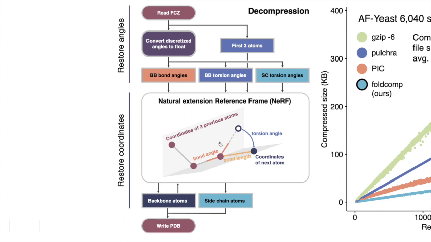In the decompression part, the encoded angles are restored to the original values. To reconstruct the coordinates, we use the natural extension reference frame algorithm, which is called NeRF. NeRF is a method to calculate the upcoming atom's coordinates using the coordinates of 3 previous atoms. To calculate the vector to the fourth atom, it requires the bond angle, bond lengths, and the torsion angles between the bonds. Reconstructed atom coordinates are saved in the decompressed PDB file.